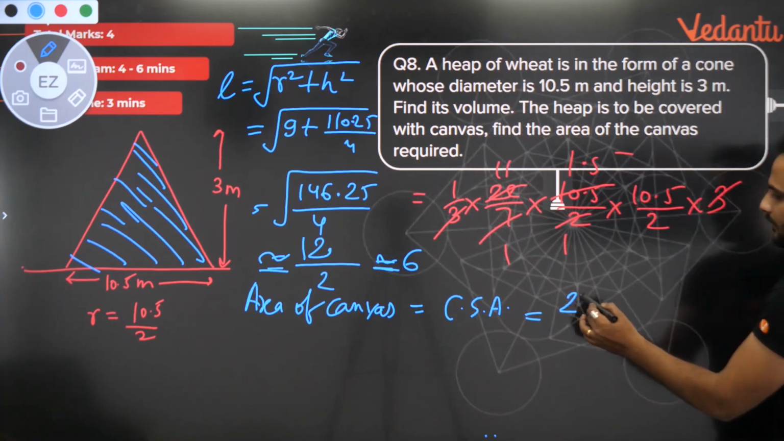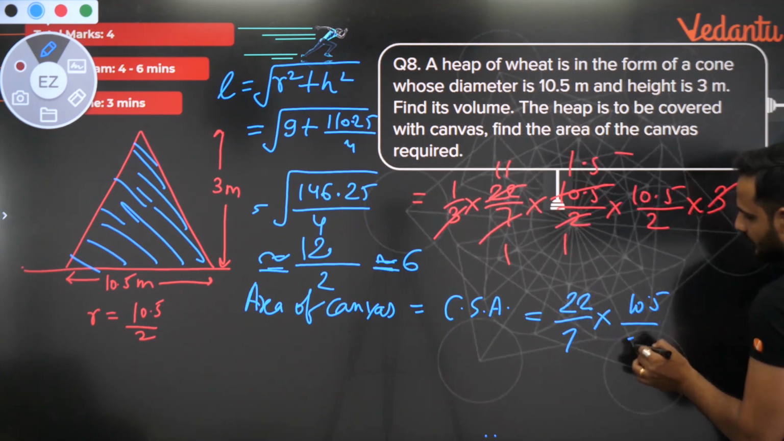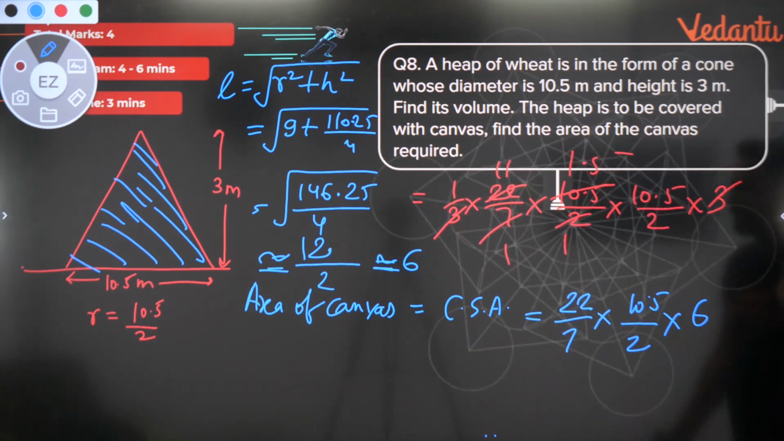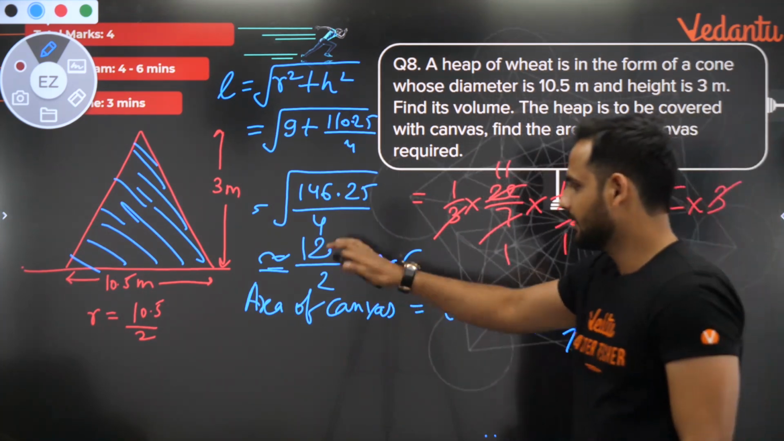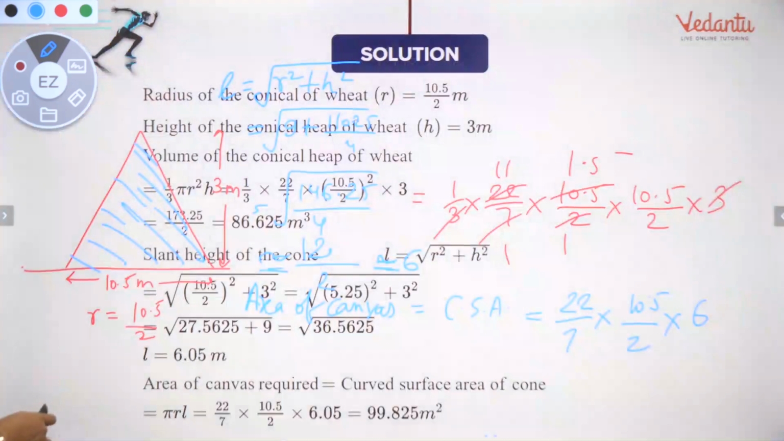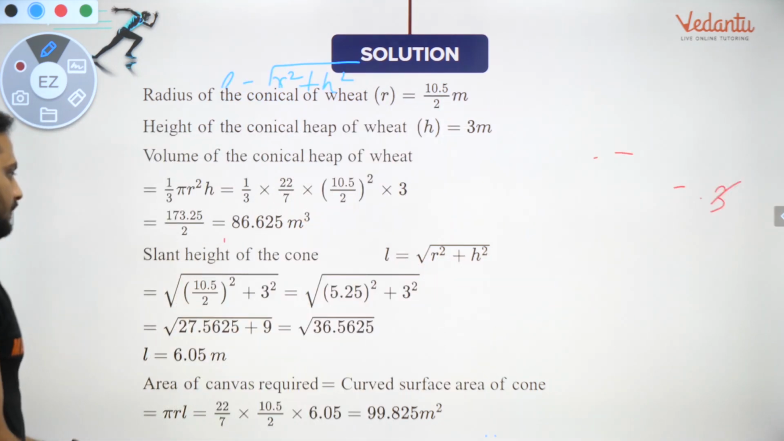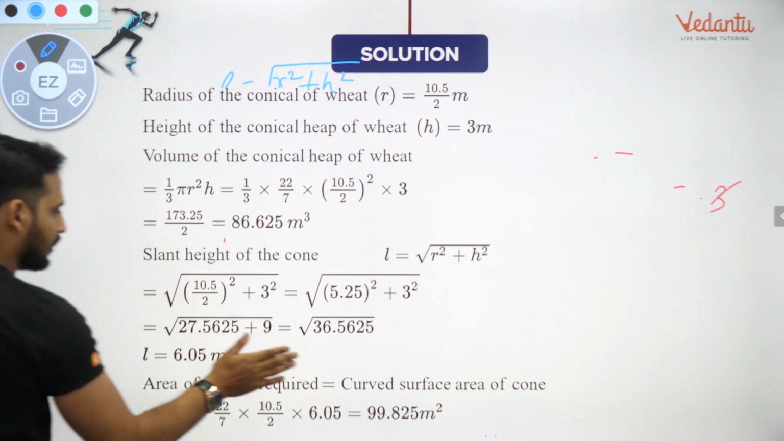So pi into r is what? 10.5 by 2 into L, which is nearly equal to 6. Okay, nearly 6 we can take because it's very close, 6.05, very close. Okay, so this is how you'll be getting your volume.